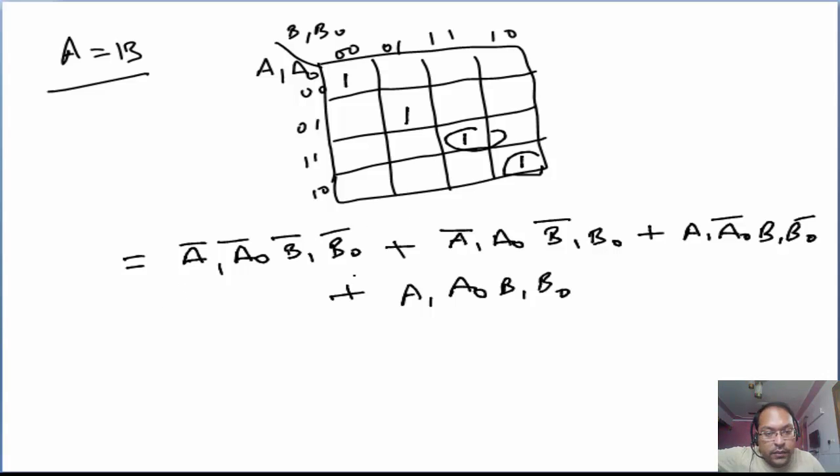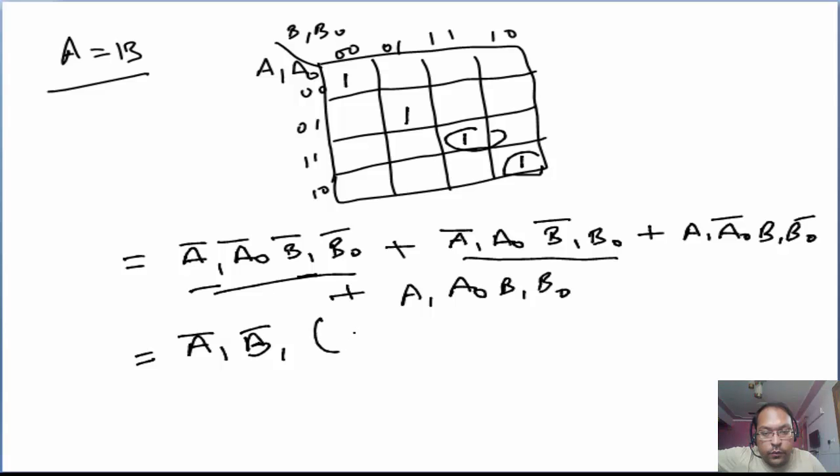Though you can directly make the circuit for this, it is going to be very bulky, and it is going to have a lot of components. So instead of that, we can take a1 bar b1 bar common from the first term and the second term. When we do that, it will be a1 bar b1 bar, and the leftover thing will be a0 bar b0 bar plus a0 b0.